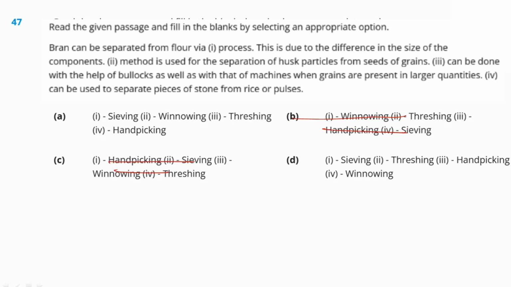Then we have: this is due to the difference in the size of the components. Dash method is used for the separation of husk. So husk is separated from the seeds or the grains by winnowing, isn't it? Yes. So option A is our right answer. First is sieving, second is winnowing, third is threshing, and fourth is handpicking. Option A is our right answer.